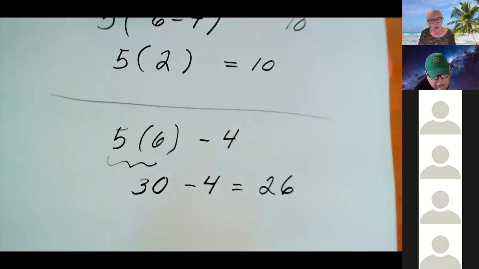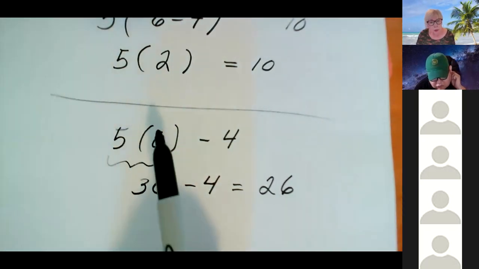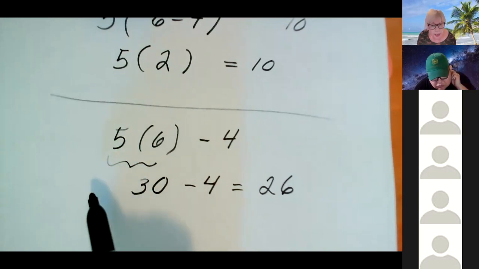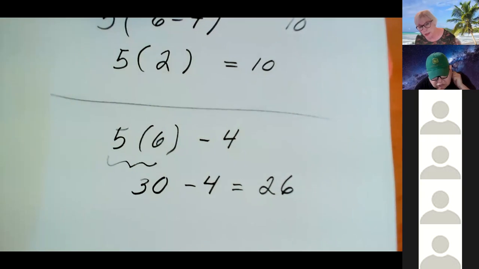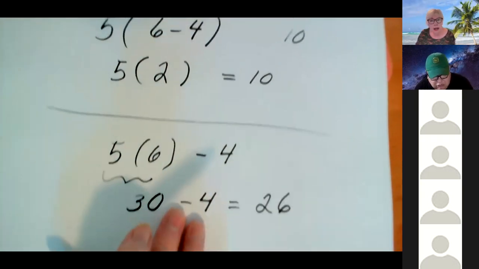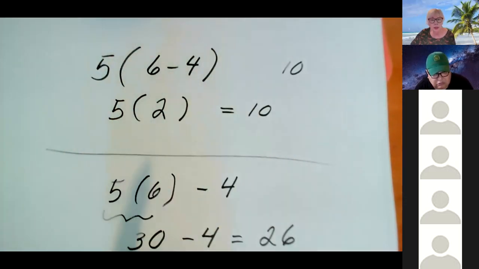Okay, so what we've learned so far is that adding and subtracting are equal, multiplying and dividing are equal. And if you have multiply and subtract, multiply dominates. So see, multiply is higher up on the list. In fact, the highest thing on the list is parentheses.